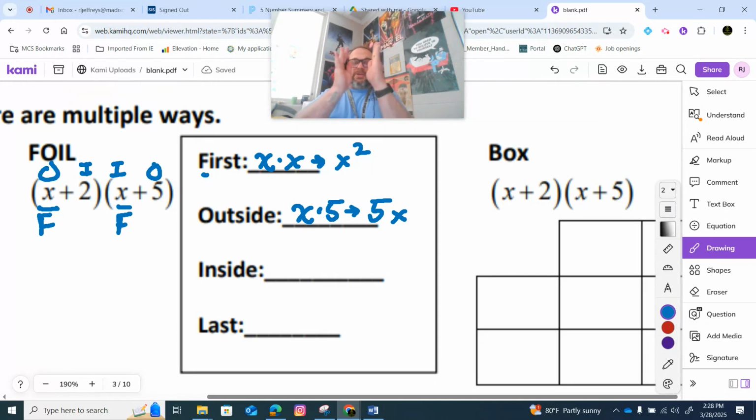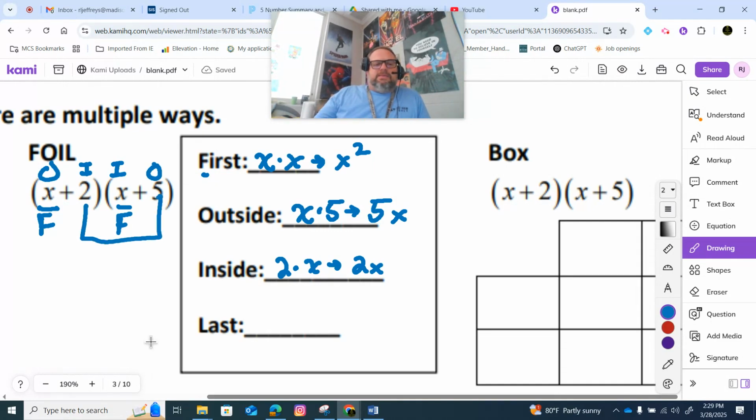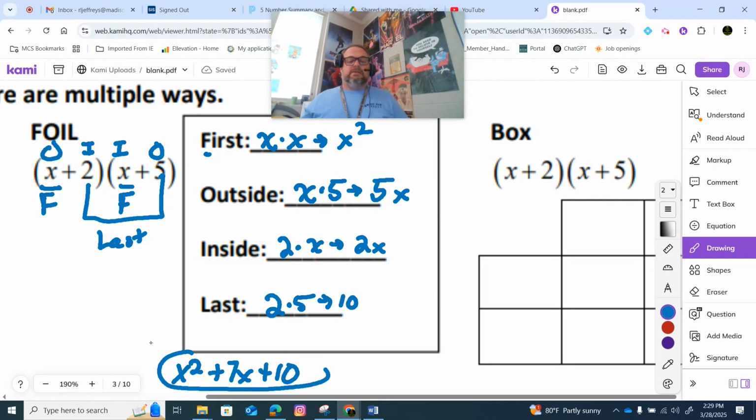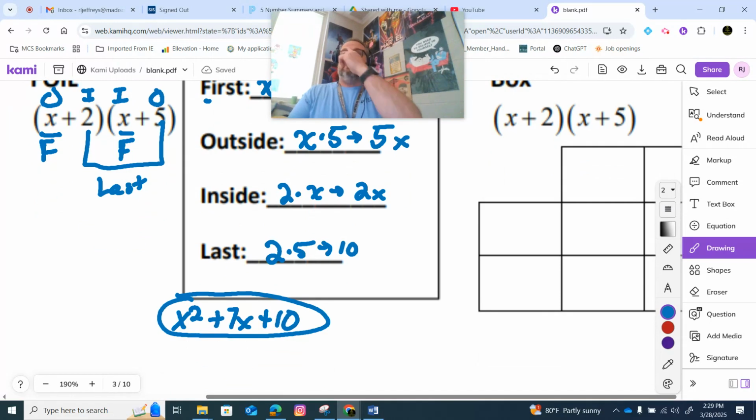Okay, inside, the two terms on the inside as you looked at it. And then these are our last. So, yeah, 2 times 5 is 10. And we know that these two are going to add together, so that's going to be x squared plus 7x plus 10. Okay? So that's that method. Some people like it.